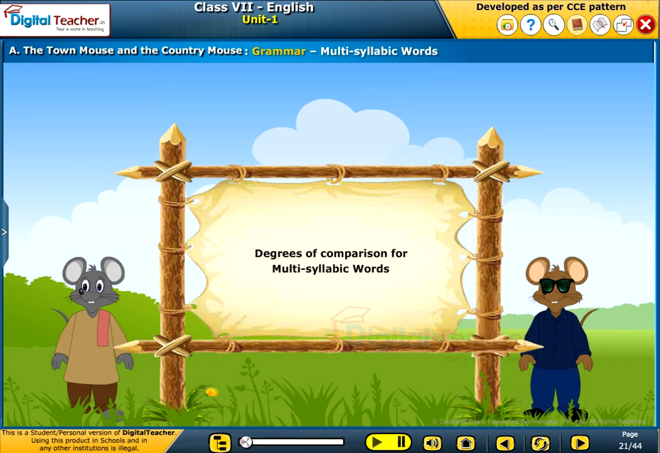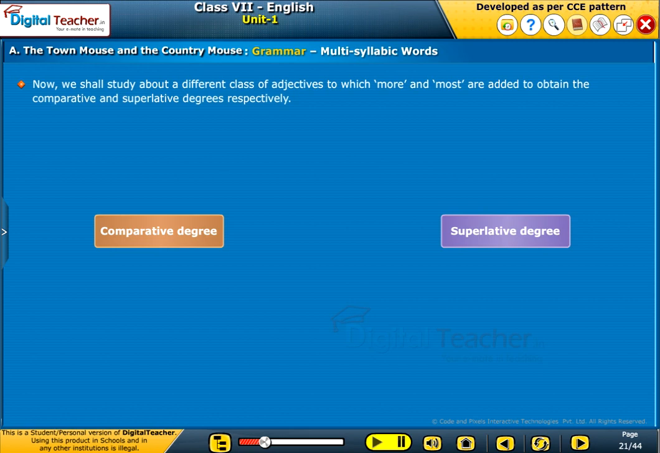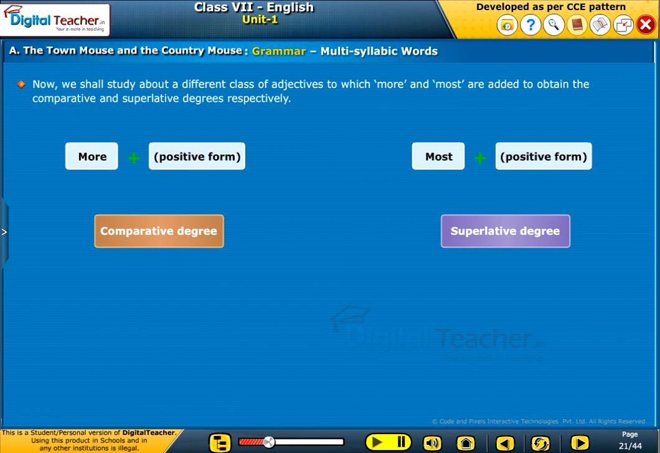Degrees of comparison for multisyllabic words. In this section, we will learn about degrees of comparison for multisyllabic words. Now, we shall study a different class of adjectives to which more and most are added to obtain the comparative and superlative degrees respectively. The words more and most are added as prefixes to the positive form, which has two or more syllables. Here comes a question.